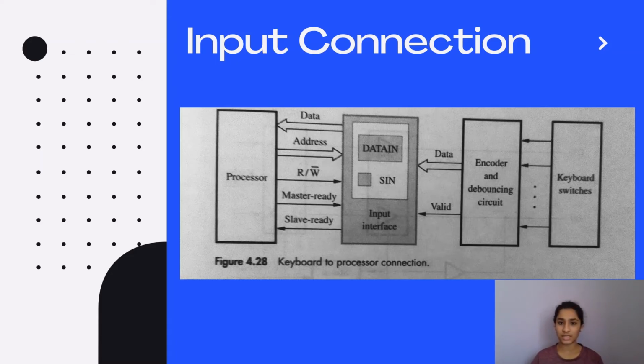Whenever this data is transferred from the encoder circuit to the input interface, it is stored in a register called DATA IN. DATA IN now stores the information that was passed on to it. Inside the input interface, we have one more thing called the status flag. Here it is called SIN, since it is the input port. In the case of the output port, the name of the status flag used is SOUT.